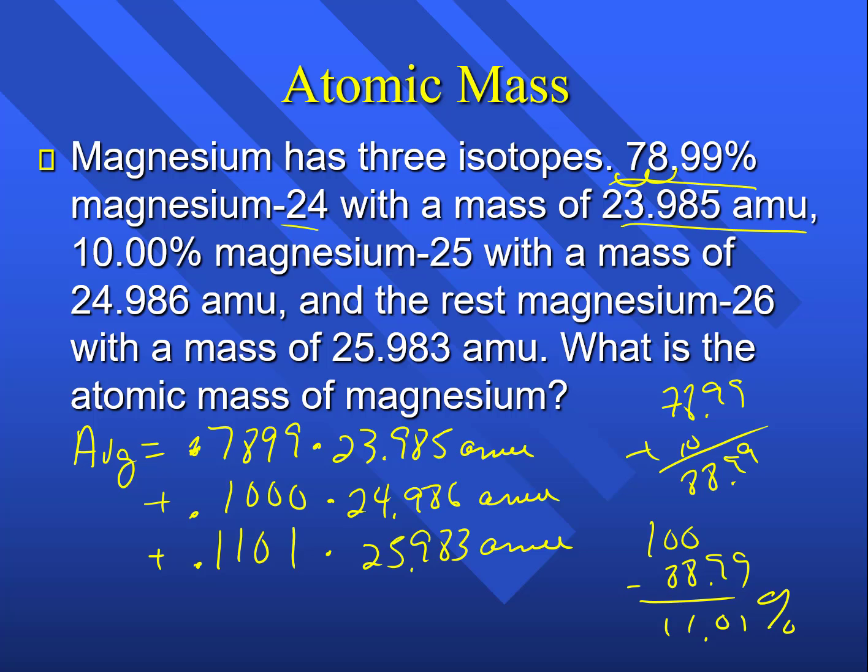And if you type all those buttons in your calculator, and with 2 decimal places, I get 24.31 AMUs. Which shouldn't surprise me, because if I look magnesium up on the periodic table, right underneath it, it says 24.31.